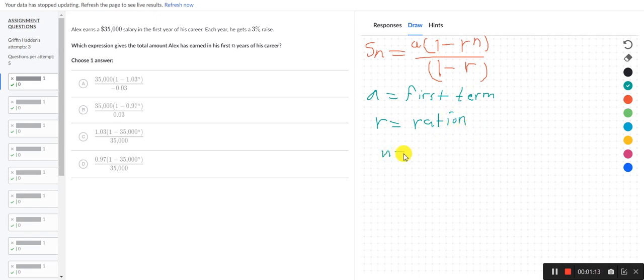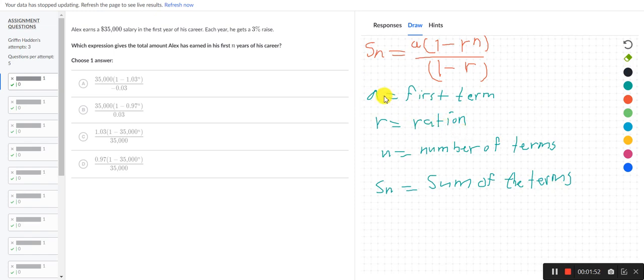N is going to be the number of terms. And S of n is going to be the sum of the terms. Okay, so you can pause this video and write this down again.